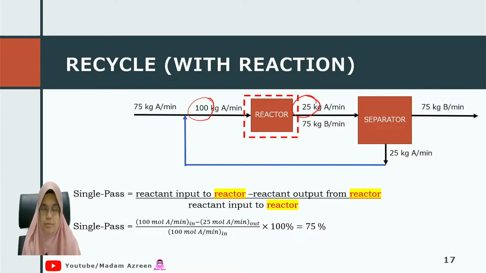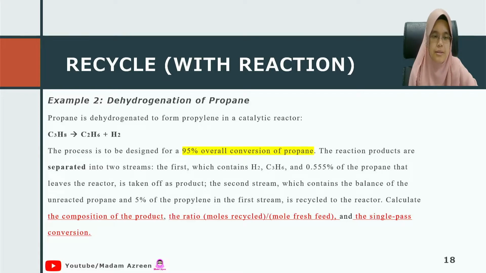And why do we need recycle? Because we want the overall conversion to become 100%. So we keep on recycling back the unreacted reactant so that the reaction can proceed further and we don't waste any reactant. Let us take a look at another example on how the recycle is done with a reaction.